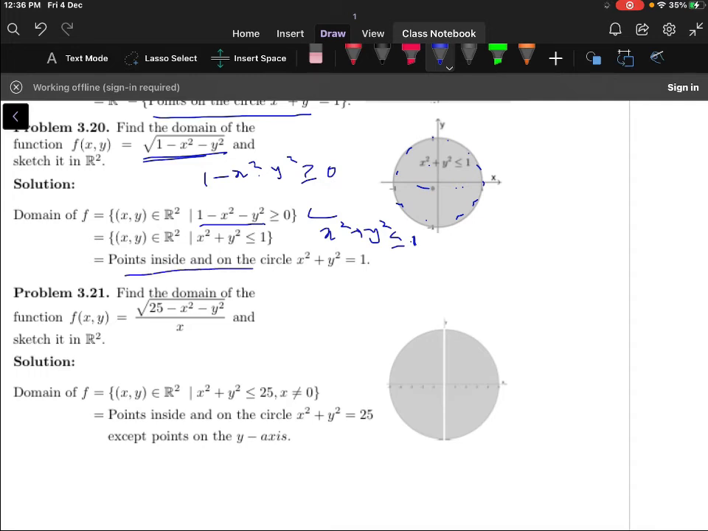Therefore points inside and on the circle x² + y² = 1. Now let us take the next problem.